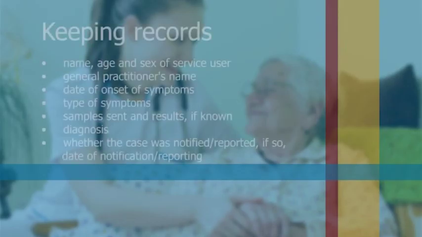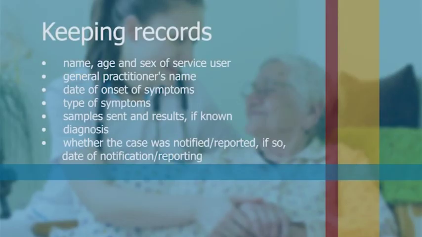A record should be kept with the following information on service users with suspected and confirmed infections: name, age, and sex of the service user, general practitioner's name, date of onset of symptoms, type of symptoms, sample sent and results, if known. Diagnosis. Whether the case was notified or reported. If so, date of notification or reporting.